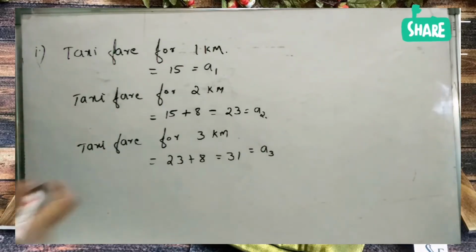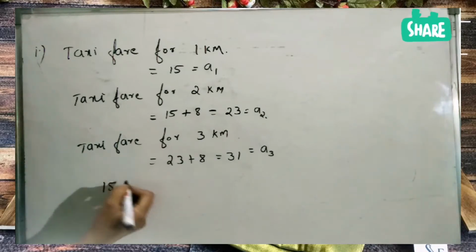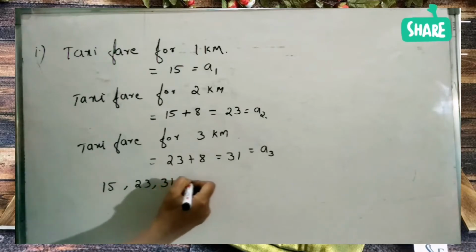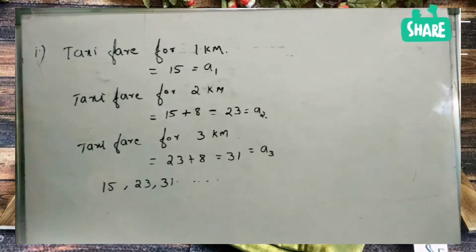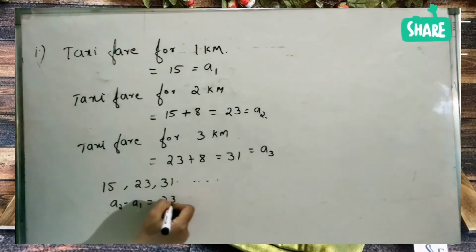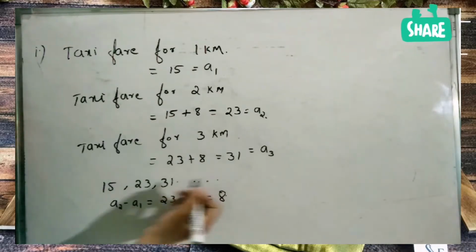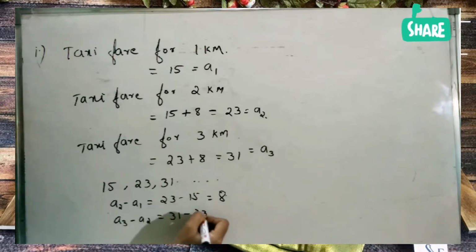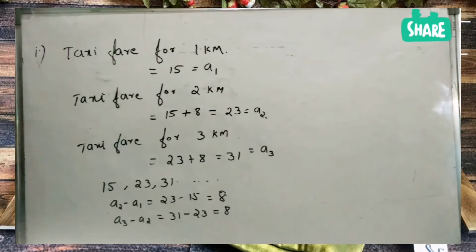Now we need to check whether the list of numbers, the first one is 15, the second one is 23, third one is 31, etc., forms an AP or not. For that, we will take the difference of consecutive terms, that is A2 minus A1 is equal to 23 minus 15 is equal to 8. A3 minus A2 is equal to 31 minus 23 is equal to 8. Here we can see that the differences are equal.